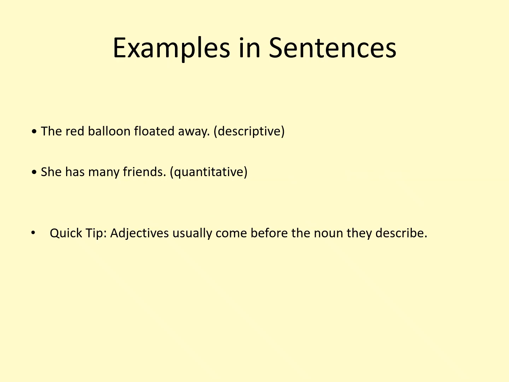Let's see how adjectives work in context. In each example, the adjective helps to give us more meaning to the noun which it describes. So we've got the balloon in the first sentence. The red is the descriptive adjective which is telling us more about the balloon. And then we have the many in the second sentence which tells us that she's a popular girl, she's got many friends. Just a quick tip, adjectives usually come before the noun which they describe or the pronoun they describe.